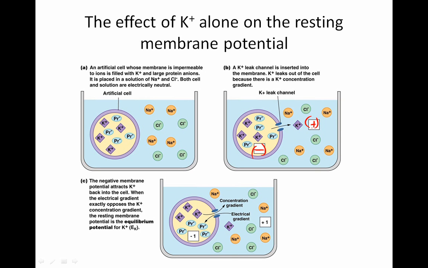Well, that's imbalanced. But that's okay. Now, pull the potassium back through the leak channel. And so what we have here is a balance between the concentration gradient and the electrical gradient. In other words, these two forces are opposing one another to direct the direction in which these ions are going to be moving.